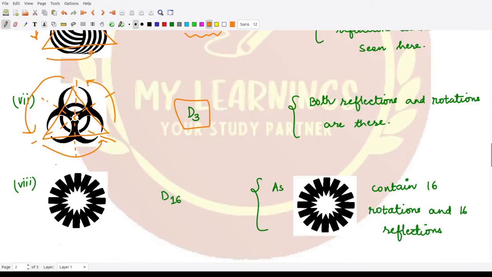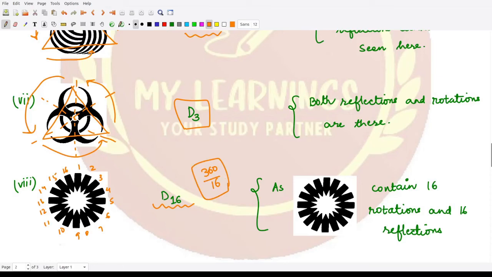We have how many spokes here? 1, 2, 3, 4, 5, 6, 7, 8, 9, 10, 11, 12, 13, 14, 15 and 16 spokes. Correct. Hence D16 is the symmetry here, because in each case you can have a rotation by an angle of 360 divided by 16 degrees.